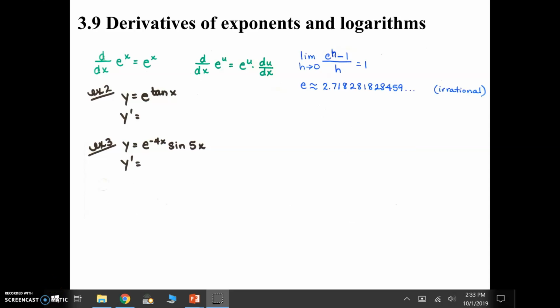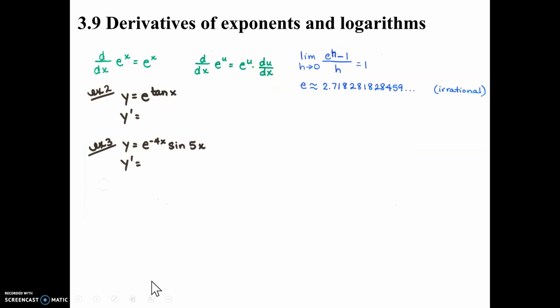All right, we are looking at section 3.9, derivatives of exponents and logarithms. So to begin with, when we're talking about exponents, let's start with just the normal e to the x. The derivative of e to the x has the unique property of being its own derivative. So literally, the derivative of e to the x is just e to the x.